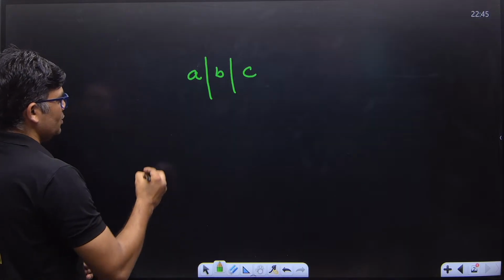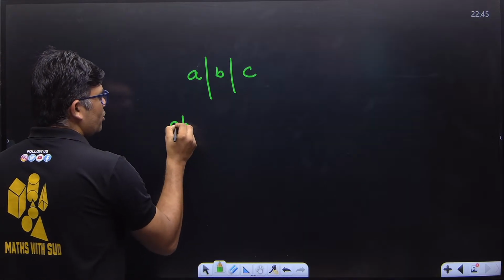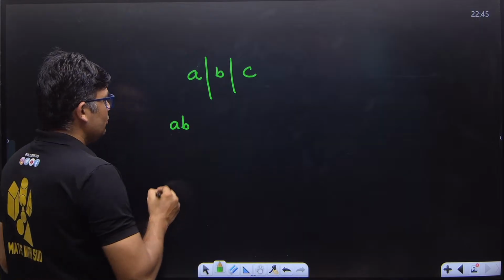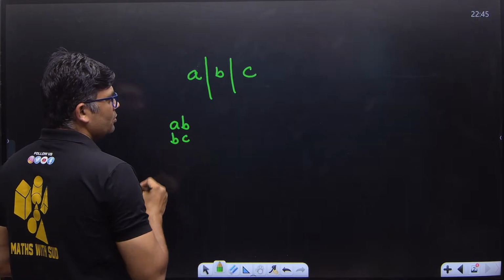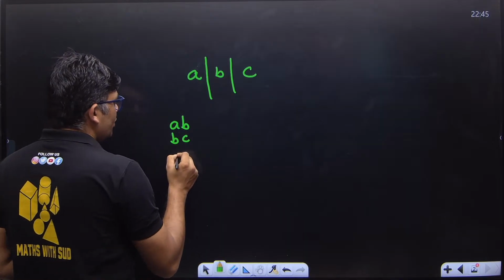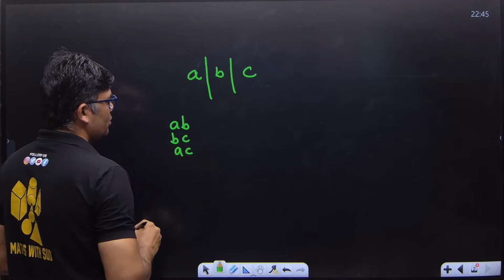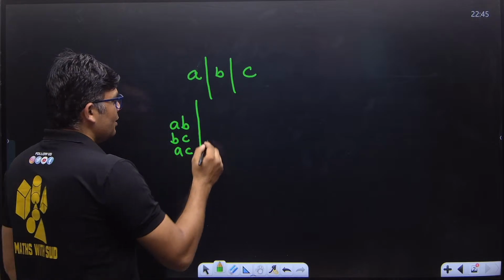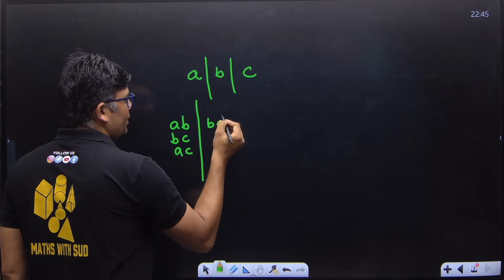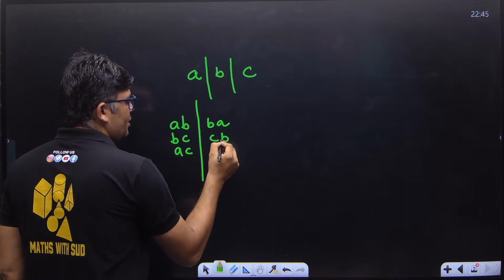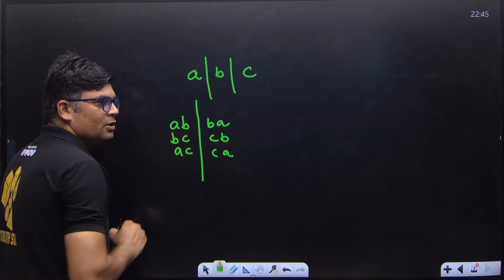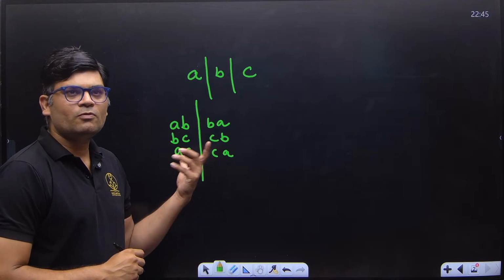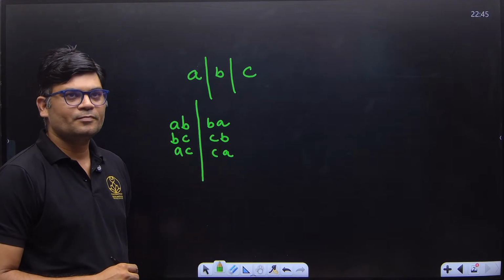A, B. So you can do AB, very good. BC, very good. AC as well. Very good. And you can just reverse it as well. That means you can say it can be BA, it can be CB, it can be CA. Are you getting it? But both are equal only. They are kind of the same thing only.